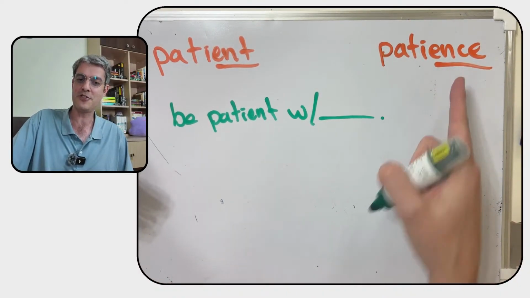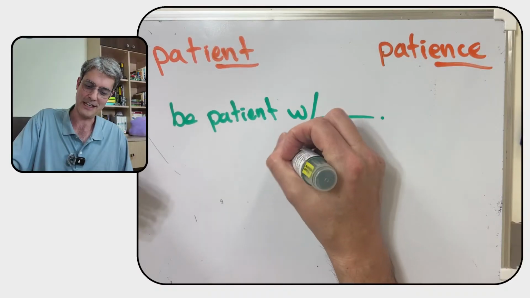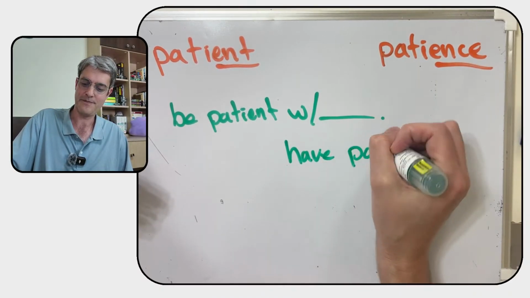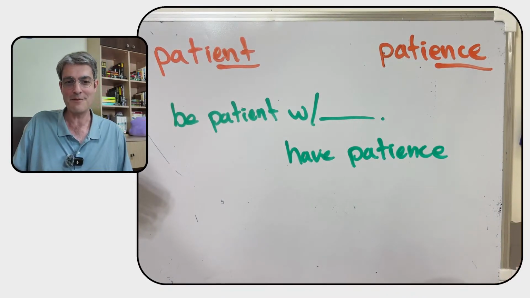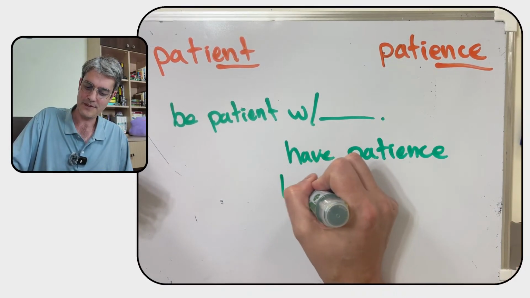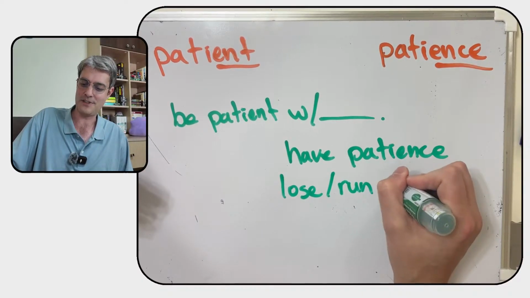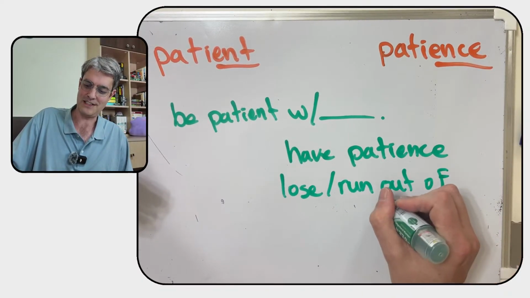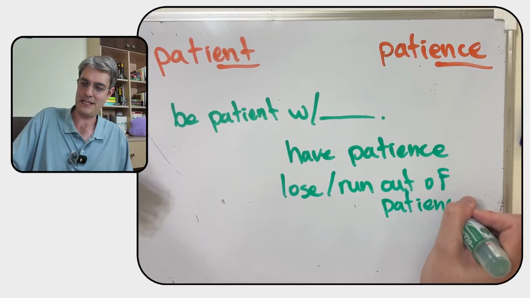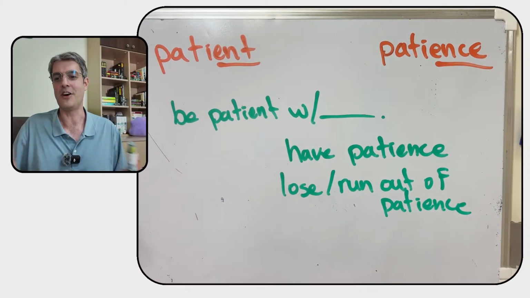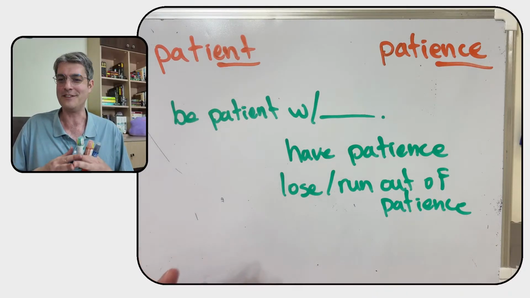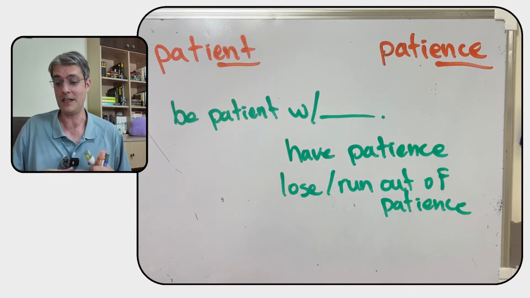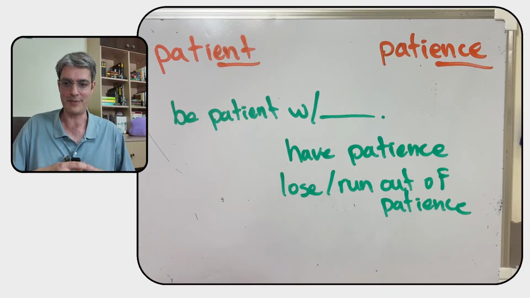And if we're talking about patience, some useful collocations include have patience, right? He has a lot of patience. However, sometimes we lose or run out of patience. All right, so maybe you stop being calm and start to become annoyed or frustrated because of delays or annoyances or waiting or a noisy classroom. You lose your patience or you run out of patience.